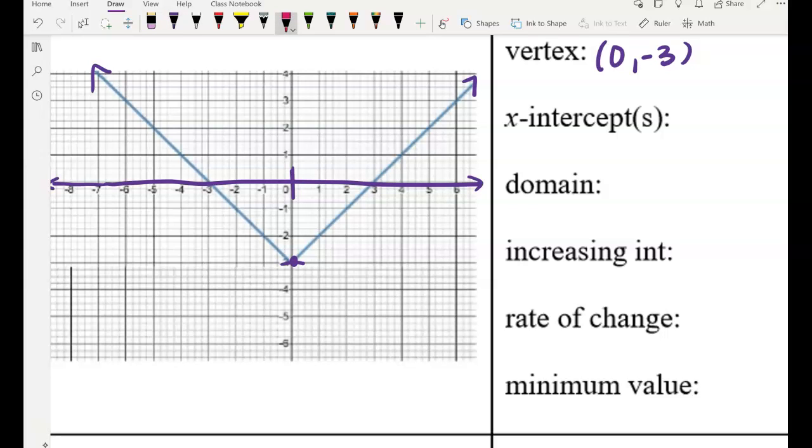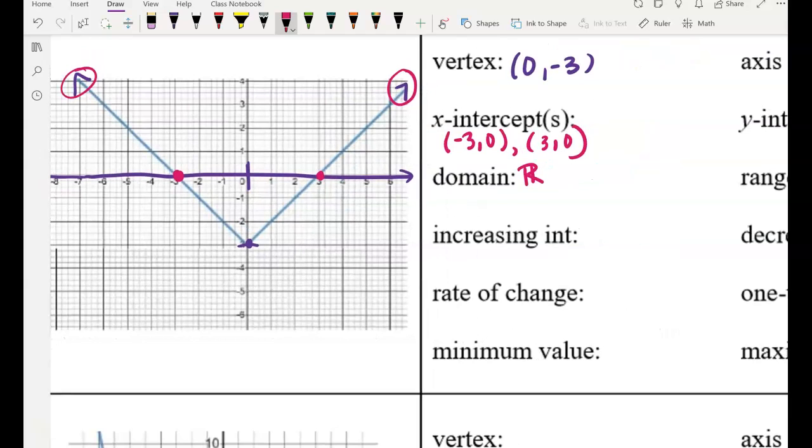Looks like we have 2 x-intercepts. One is over here, and one is over here. So, looks like they are (-3, 0) and (3, 0). The domain is talking about all values of x. Students, the arrows on the ends here mean they go left and right forever. We're going to write this 2 ways: all real numbers using the R, and the interval notation, which is from negative infinity to infinity. This right here is called the interval notation, okay?